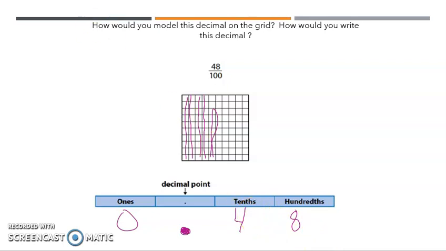Look at your tenths place value. What's in the tenths place value? A 4. If I look at my grid, I also have 4 columns shaded. Those 4 columns are 4 tenths. Those are your 4 tenths. Now let's look in my hundredths place value.